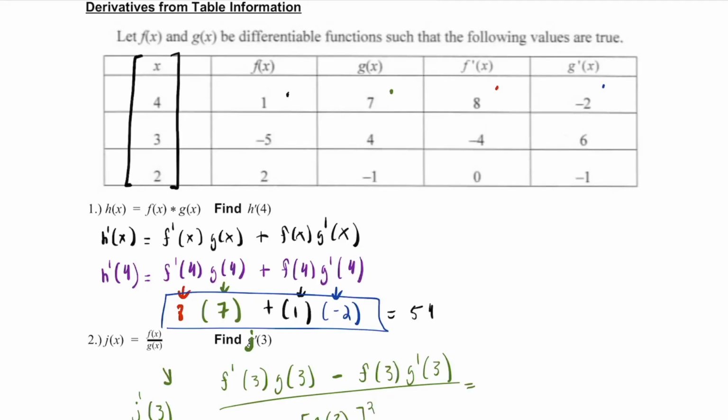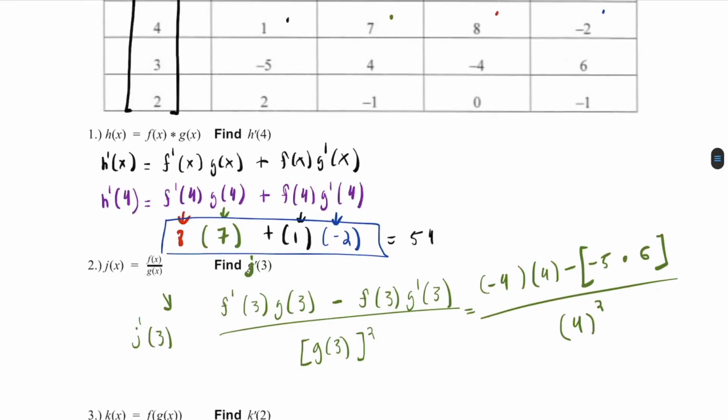squared. And so just pulling these values from the table, f prime of 3 is negative 4, g of 3 is 4, minus all of this in one unit, f of 3 is negative 5, times g prime of 3 is 6, all over g of 3, which is 4, squared. So again, you could work this all out. You get like negative 16 plus 30, whatever, 46 over 16.